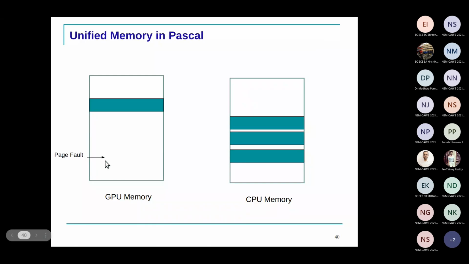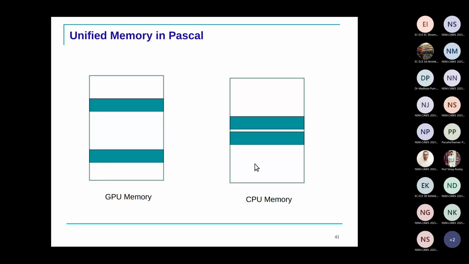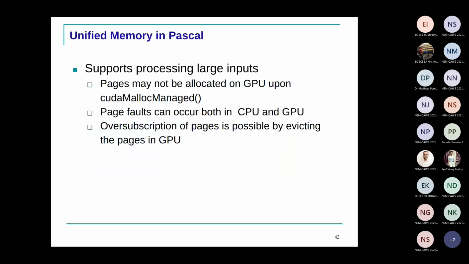Let's say you are again accessing a page that is not in the GPU. Then again the data transfer takes place, and you keep on loading the data. If you are accessing data that is in the CPU, the data will be transferred from GPU to CPU, etc. So the data transfers are automatic, and the programmer doesn't have to specify them. You can use the full GPU memory plus CPU memory to address the memory limitations, so unified memory supports processing on large inputs.